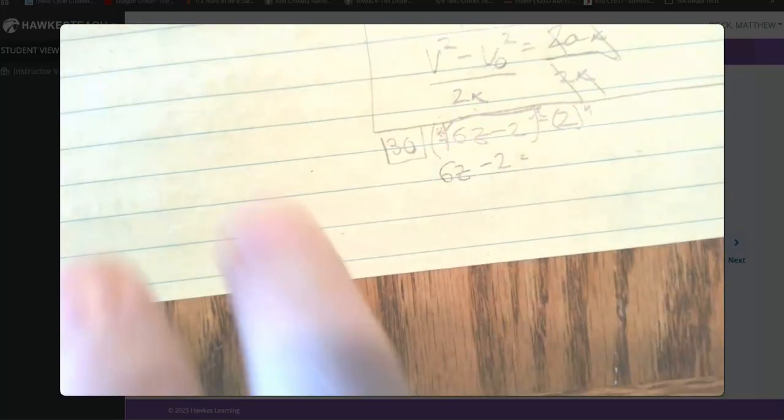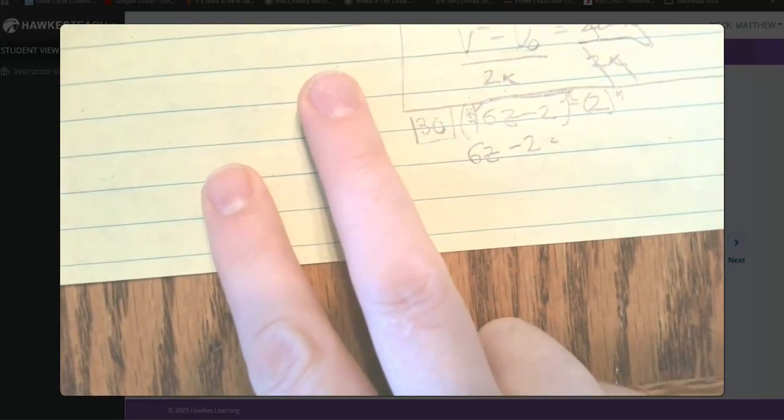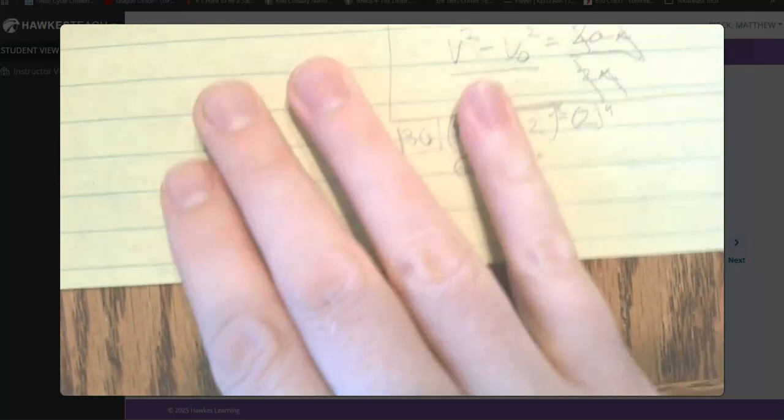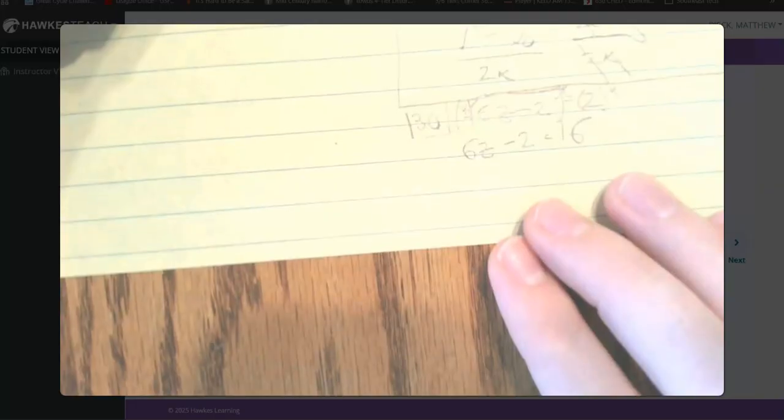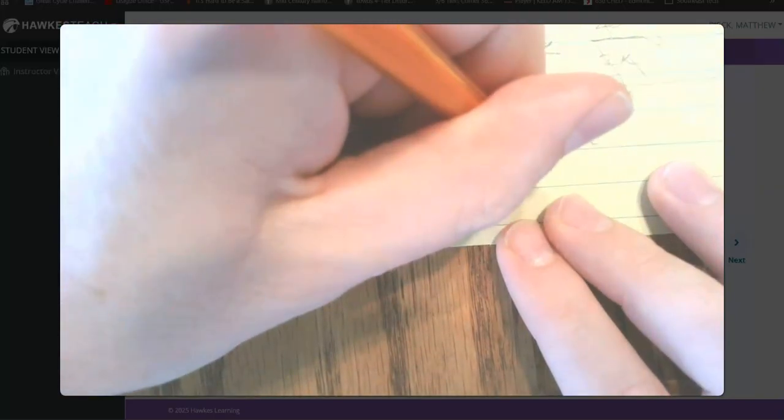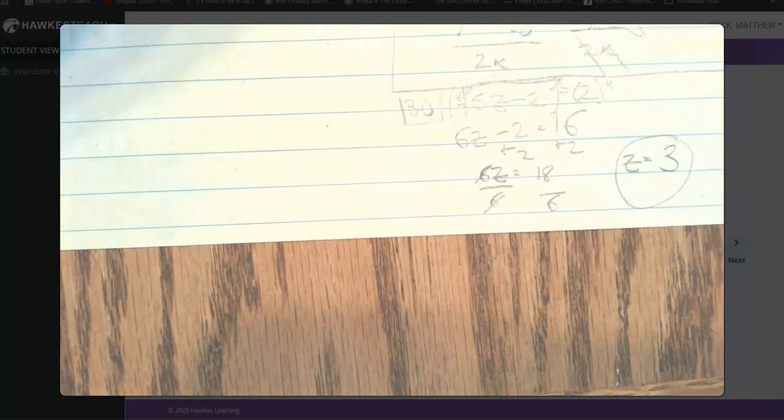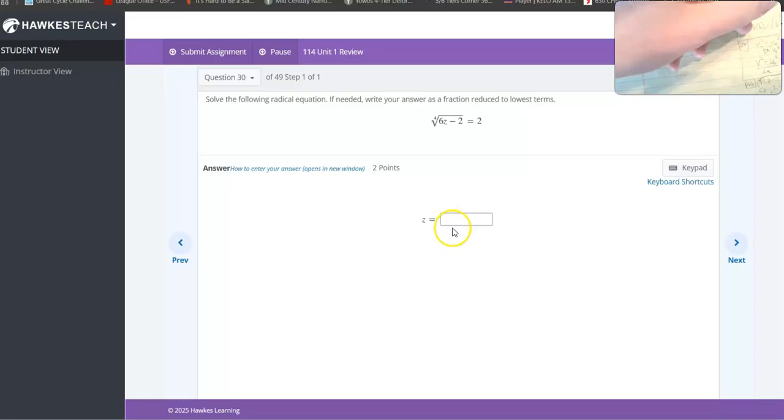So we got 2, 2 squared is 4, 4 times 2 is 8, 8 times 2 is 16. So then we need to add a 2 to each side. So you have 6z equals 18, and divide by 6. We end up with z equals 3. And when I plug this back in, 6 times 3 is 18, minus 2 is 16. Fourth root of 16 is indeed 2. So z is going to equal 3.